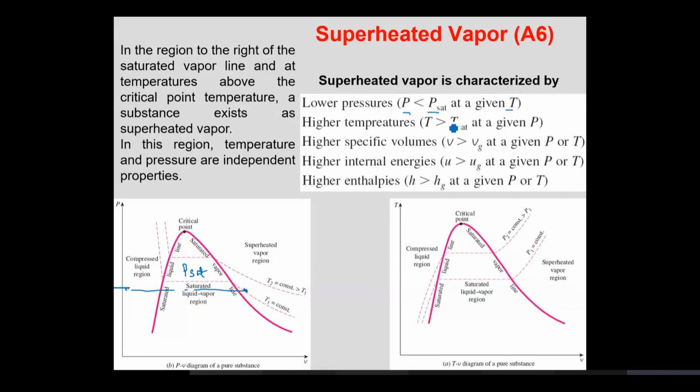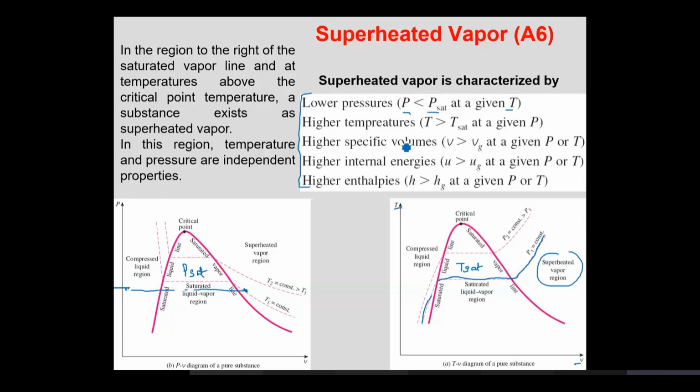Clear enough? Yes, sir. Similarly, if you are on a temperature-specific volume plot and your pressure is constant, let's say your pressure is P1, you are on this line. What is this temperature? T saturation. So for this pressure P1, if my temperature is greater than T saturation, I am in which region? Superheated vapor region. Clear enough? All these conditions are clear to you?